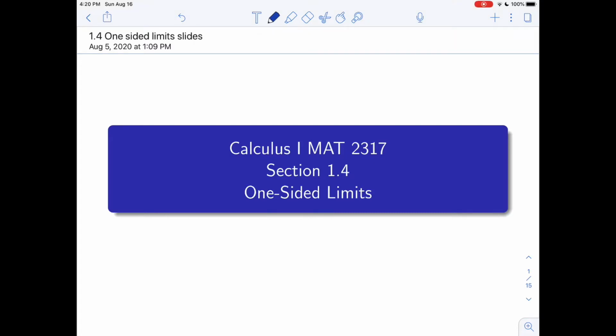Hi folks, welcome to section 1.4 where we're going to talk about one-sided limits. This will be the companion to our two previous sections where we've been doing regular two-sided limits.